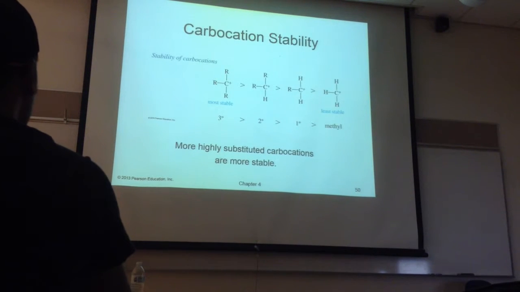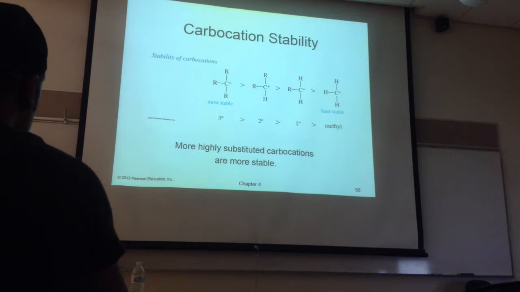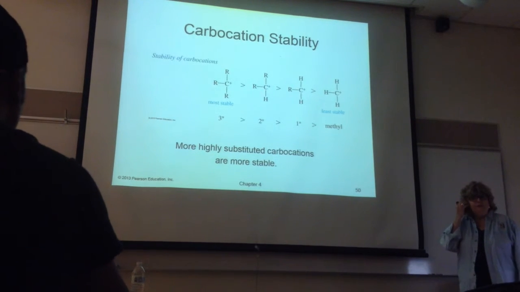Okay. So that's the stability of the carbocation. The stability of the carbocation is just like the stability of the radicals. So you need to know this. Stability of carbocations is exactly the same as the stability of the radicals.